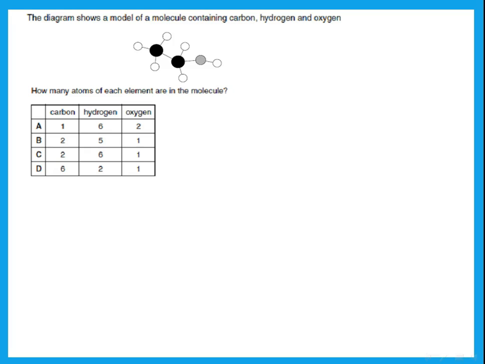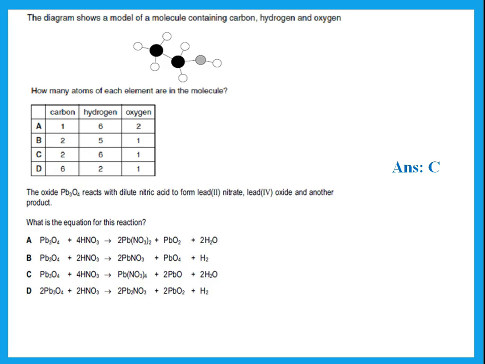Now the white circles have only 1 bond, and the atom that makes only 1 bond is hydrogen, because hydrogen has 1 electron, needs 1 more. So we have 1, 2, 3, 4, 5, 6 hydrogen. So the hydrogen is 6. And the gray ball must be the oxygen, because it has 2 bonds. And we know that oxygen is in group 6. It needs 2 electrons, so it makes 2 single bonds. And that means my answer is which one? C. Okay? Okay, next question.